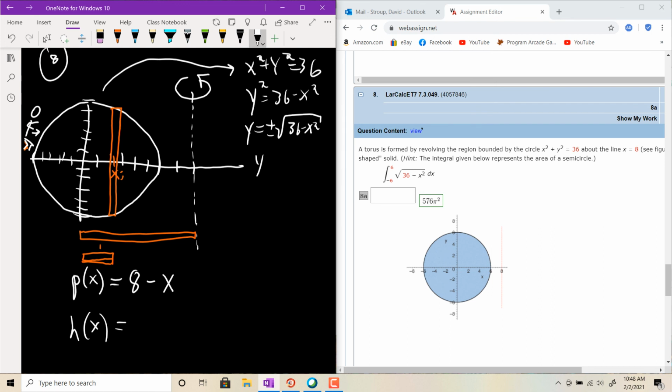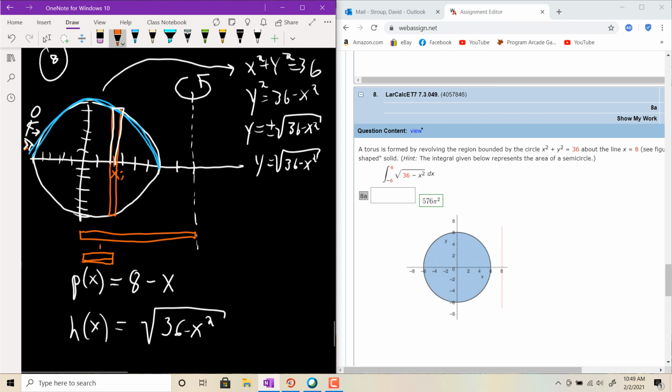Y equals, the positive is just the top, right? So y equals square root of 36 minus x squared is this blue top curve. So if I use that for my formula, I'm only going to be half correct, right? If I use square root of 36 minus x squared, it's not going to work. It's only going to give me this distance, okay?